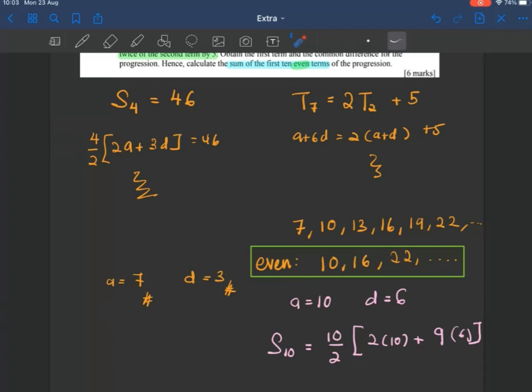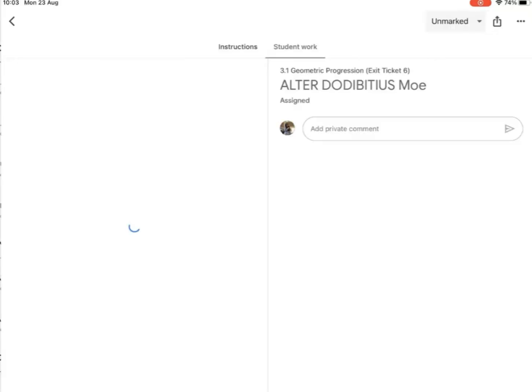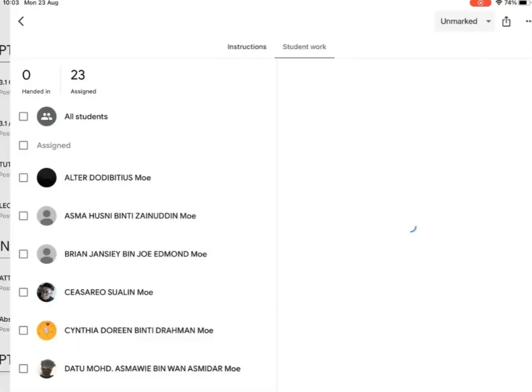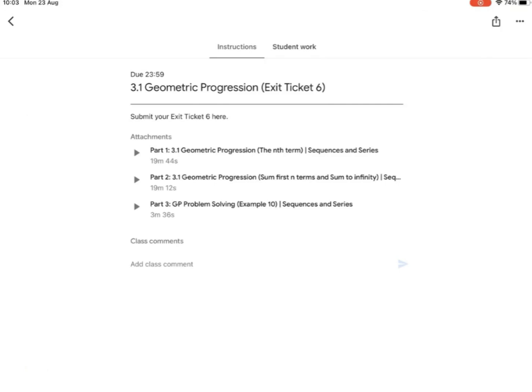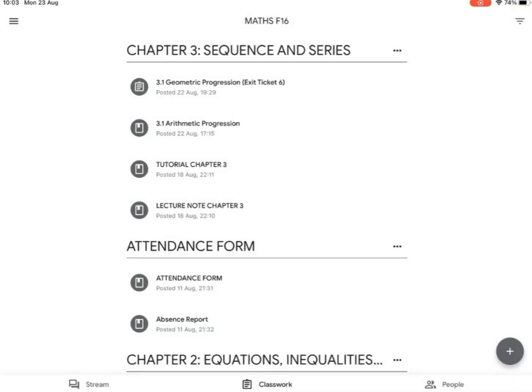Nanti nak tengok sekarang pun boleh. Lagi cepat kamu tengok, lagi cepatlah habis kelas kamu. Boleh tengok chapter 3.1 which is geometric progression. Sini ada tiga video dekat situ, part 1, part 2, part 3, and ada exit ticket, ada 2 soalan exit ticket dekat situ. Okay, kalau tak faham saya tak bagi jawapan. So kalau tak faham tolong tanya and boleh hantar dekat sini juga. Boleh? Boleh Miss.